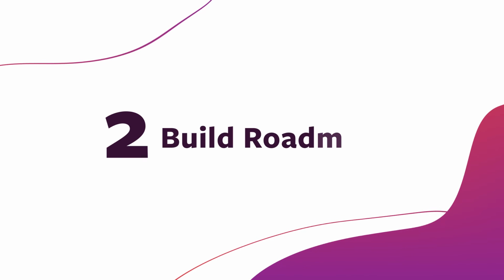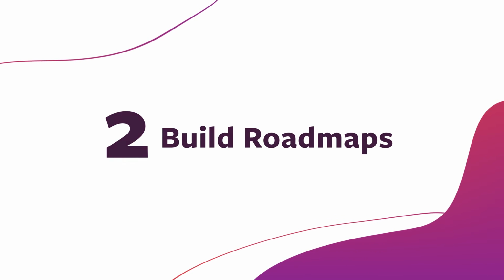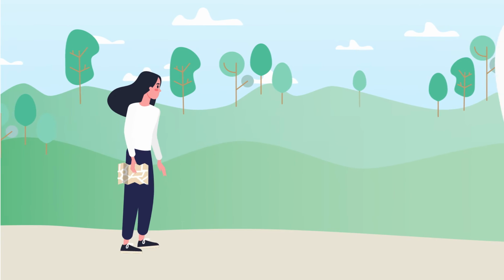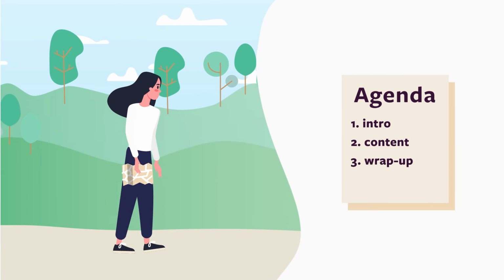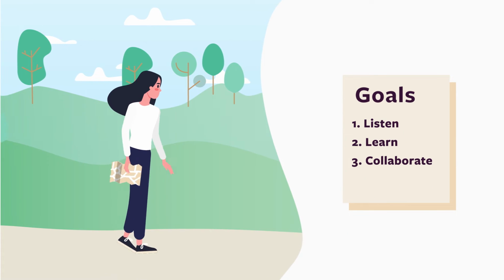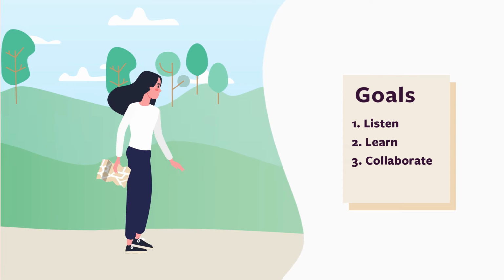Tip number 2. Build roadmaps. Have you ever wondered, where's this meeting going? In the same way that a roadmap shows us where we're going, an agenda shows us how we're going to use our meeting time. Sharing goals in advance also helps the group get oriented.